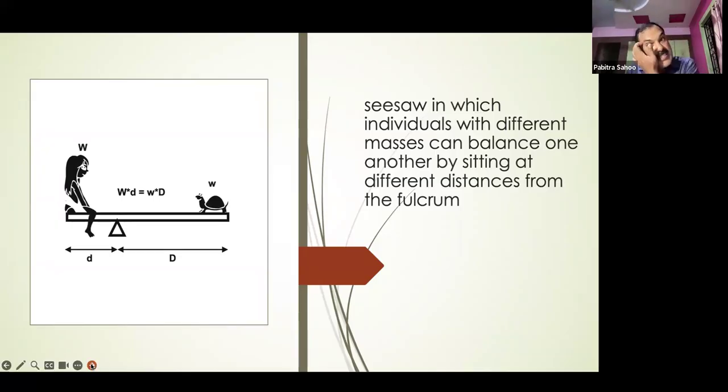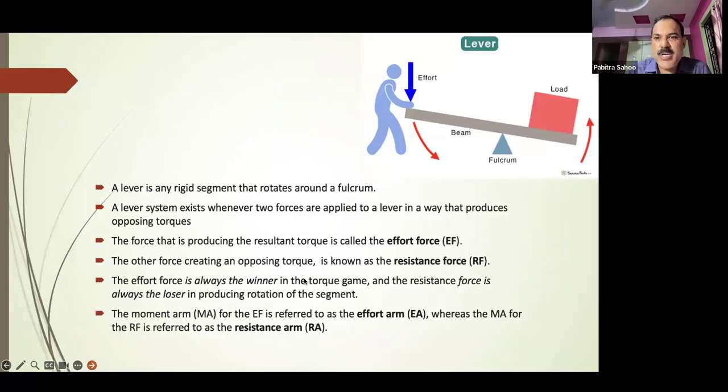So what is a lever? A lever is a rigid segment that rotates around a fulcrum. Same picture, it's a rigid segment that rotates around a fulcrum. A lever system exists when two forces are applied to a lever in a way that produces a torque. So whatever movements we get in our body around a joint, that's a torque, and that's because of two forces acting to provide a movement, that's called the moment.